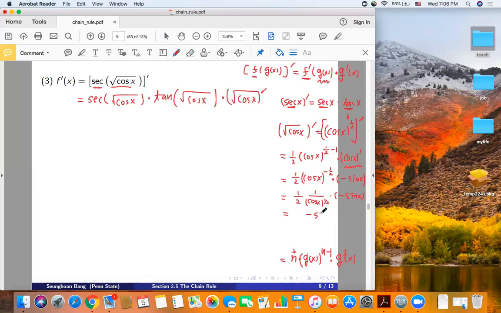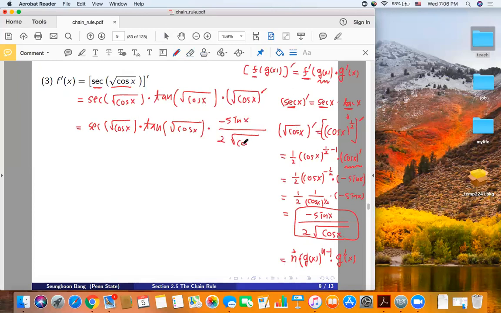So negative sine of x is the numerator. The 2 times cosine of x to the 1/2, change back to radical form: square root of cosine of x. So what's that? This is the same as secant of square root of cosine of x times tangent of square root of cosine of x, times the derivative of square root of cosine of x. Secant root cosine x prime is negative sine of x over 2 times square root of cosine of x.